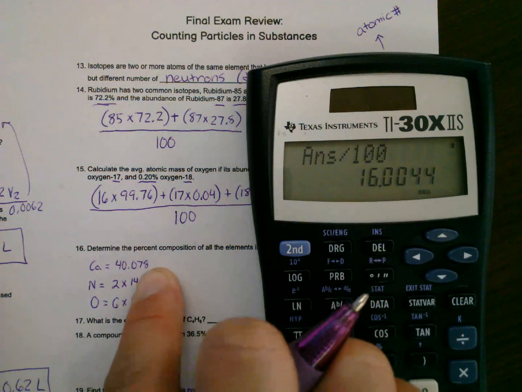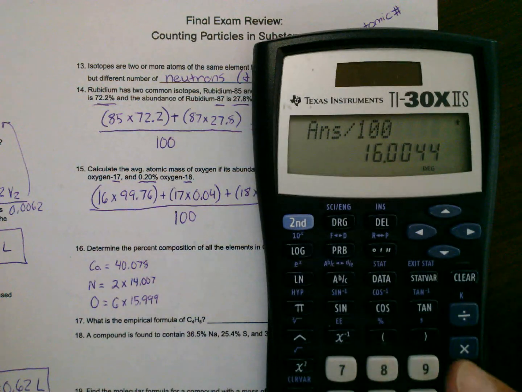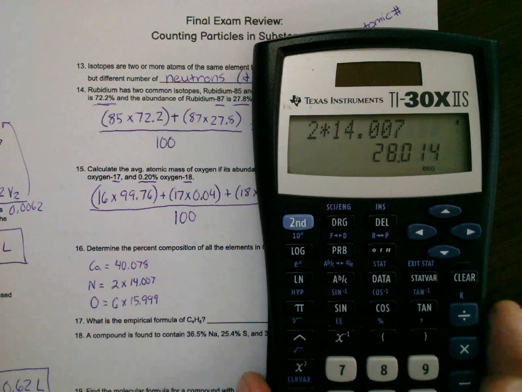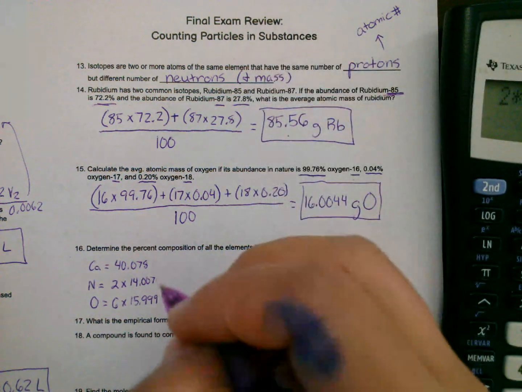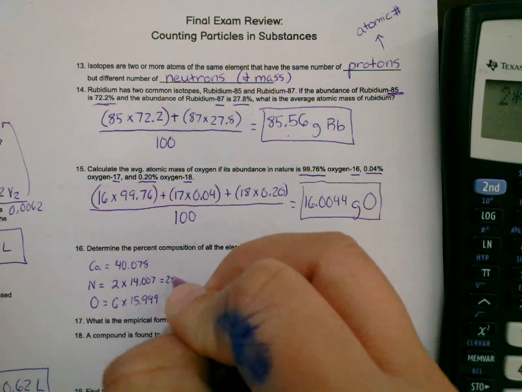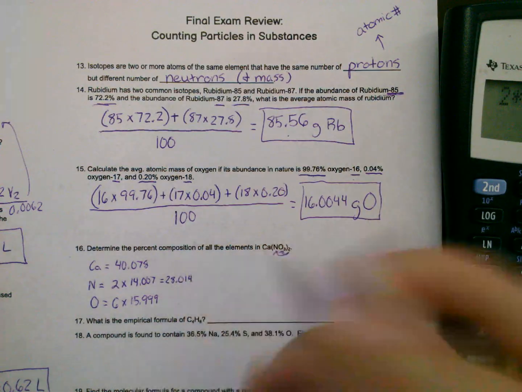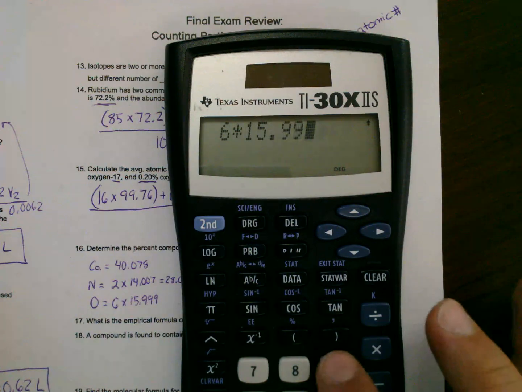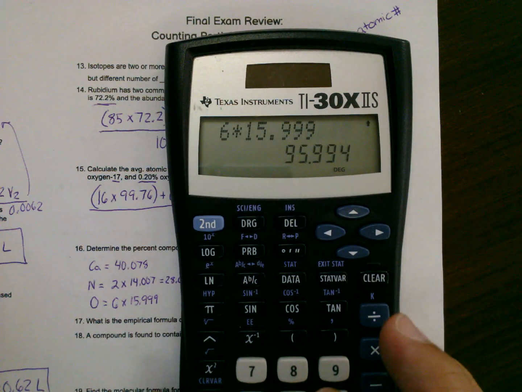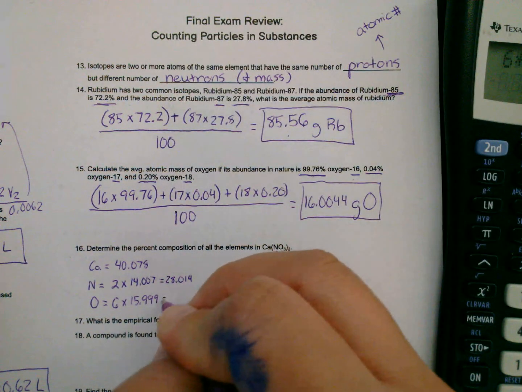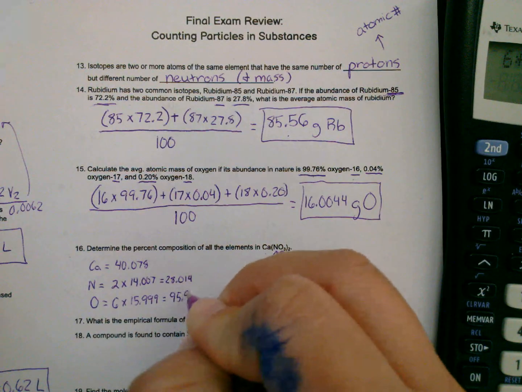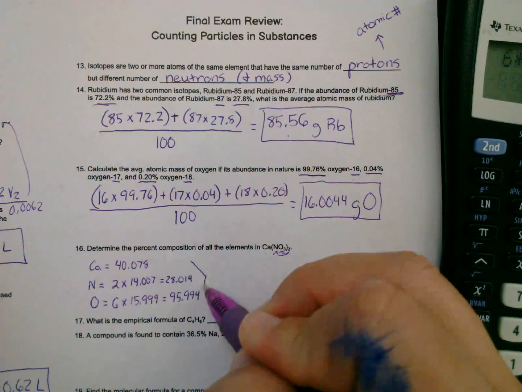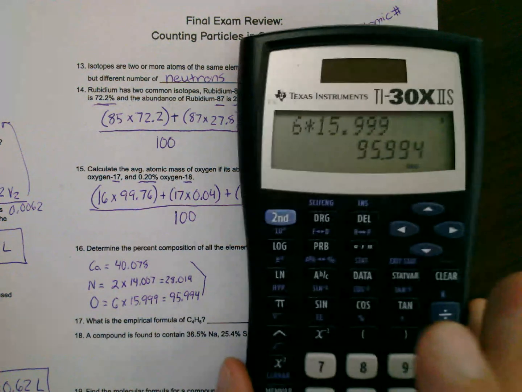We know 40.078 stays the same, but we're going to do 2 times 14.007. That's about 28.014. And then 6 times 15.999 is 95.994. And then we're going to add all of this up to get our total mass.